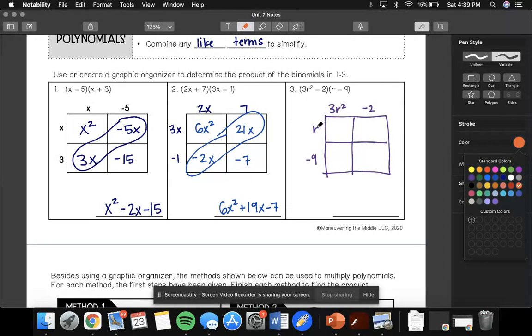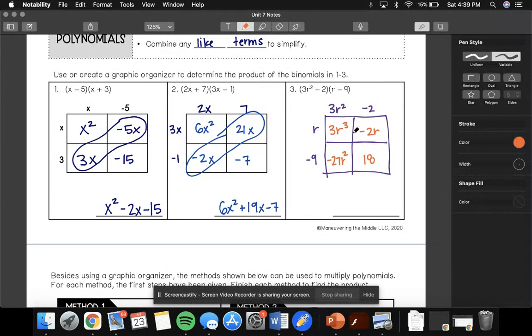Okay. R times 3r squared. R squared with it times another r would be r cubed. R times negative 2 would become negative 2r. Okay. 3r squared times negative 9 would become negative 27r squared. And then negative 9 times negative 2 would become 18.